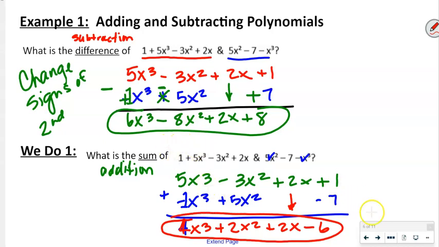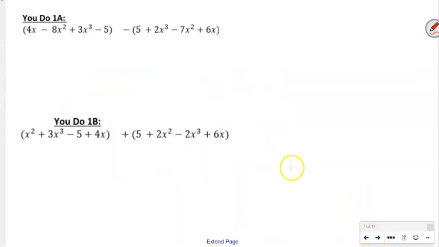Remember, when you're adding, you're not going to change the signs, okay? So go ahead and do these two and come back to me when you're done.